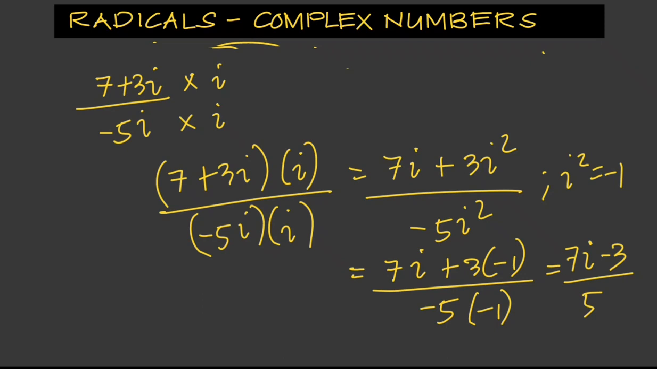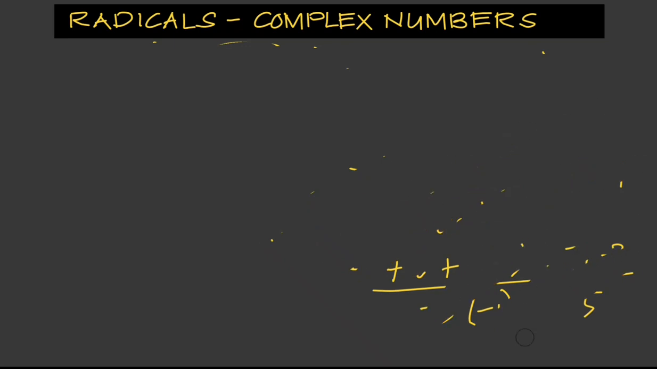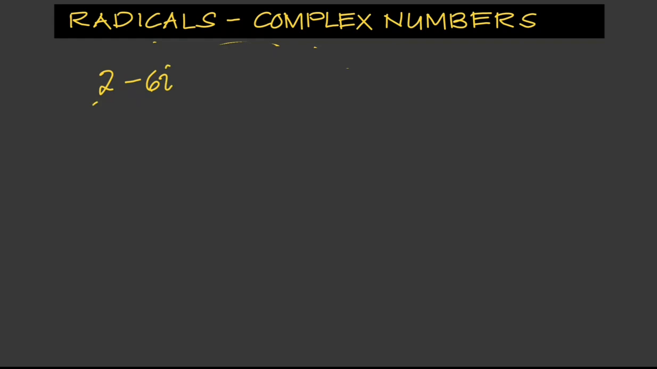Okay, let's try another problem. What if we're given a binomial in the denominator? A problem that has a binomial in the denominator. Let's say we are given 2 minus 6i over 4 plus 8i. So our denominator here contains a binomial. So we just have to multiply by the conjugate of the denominator.